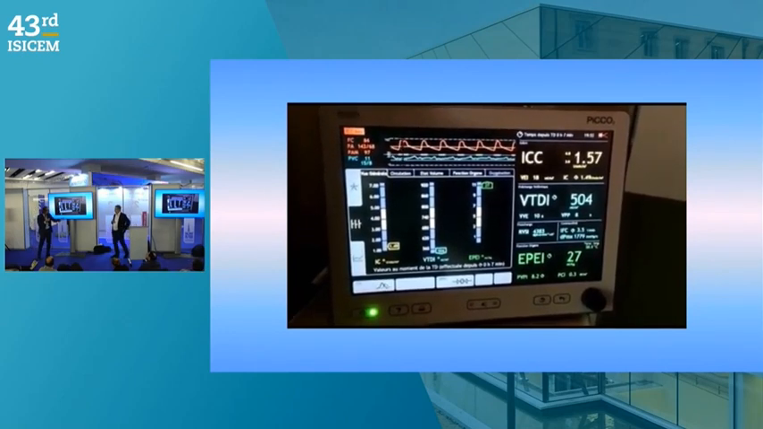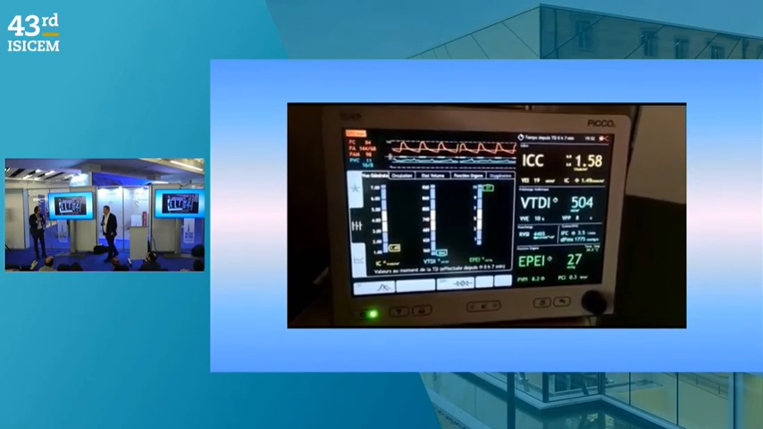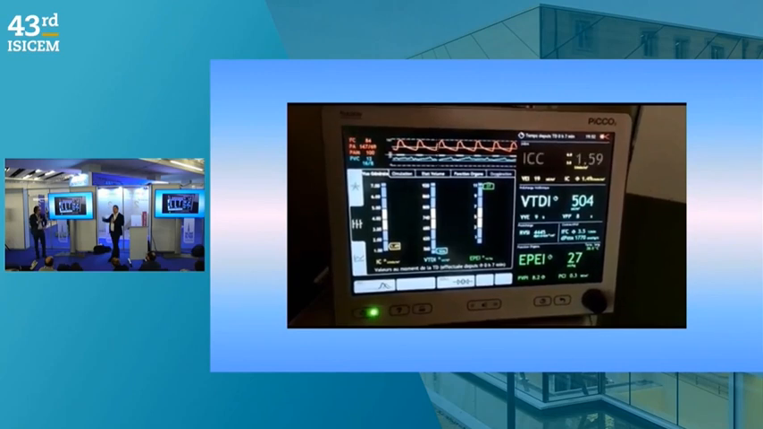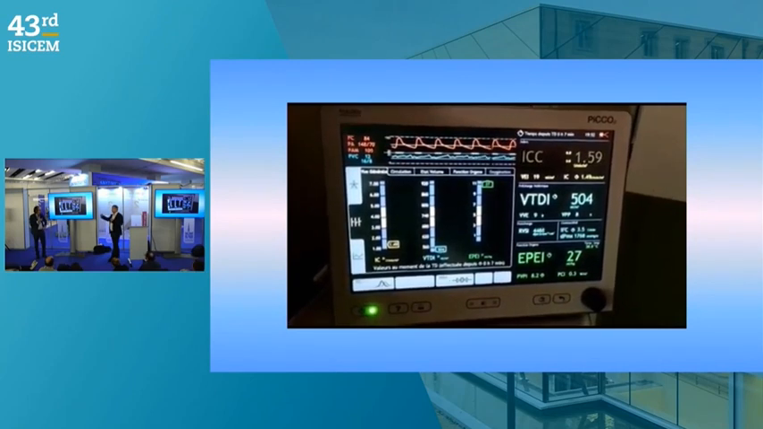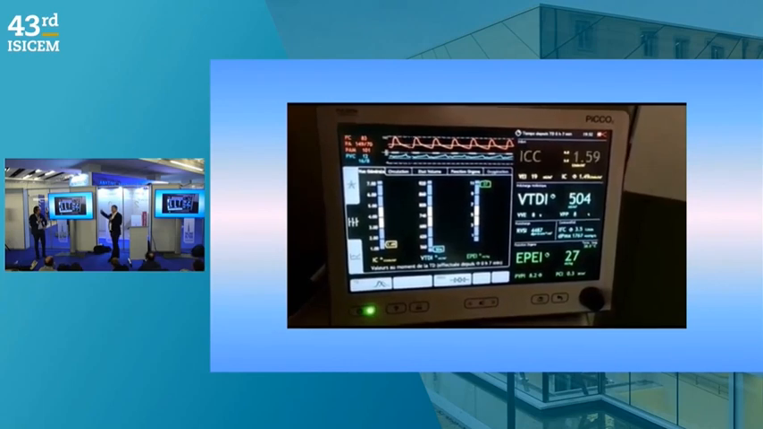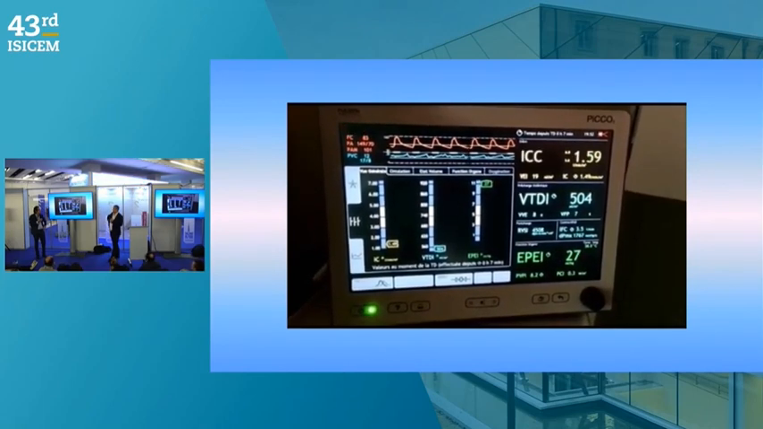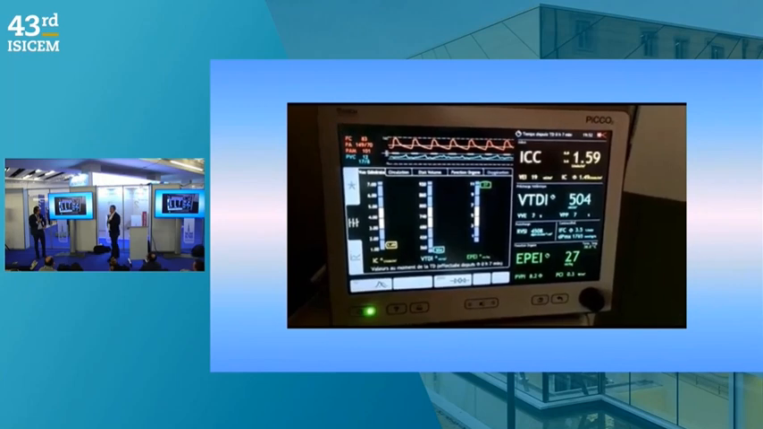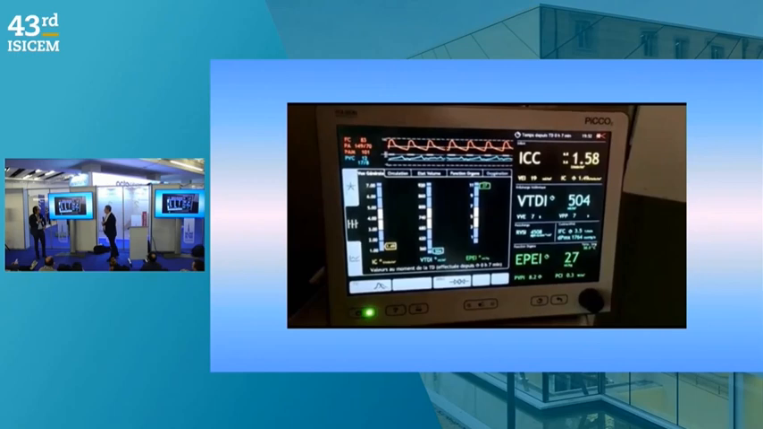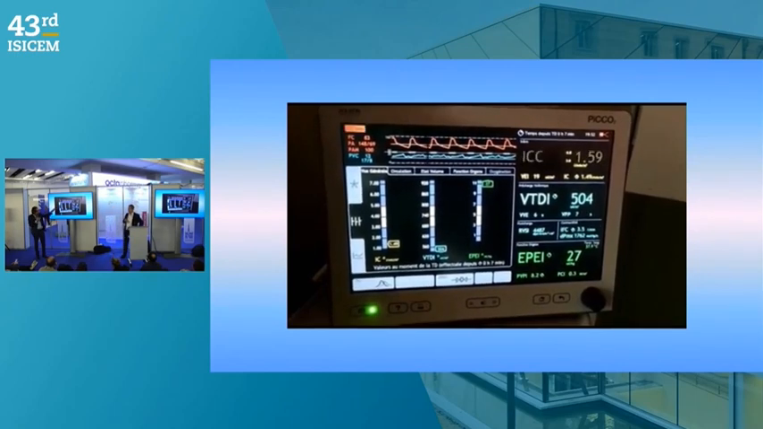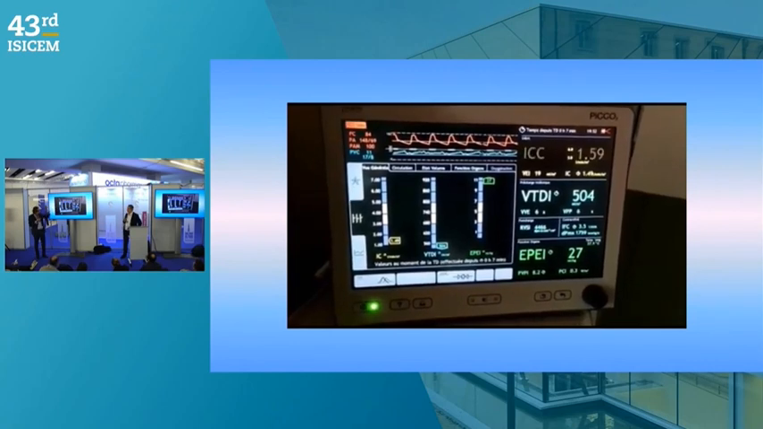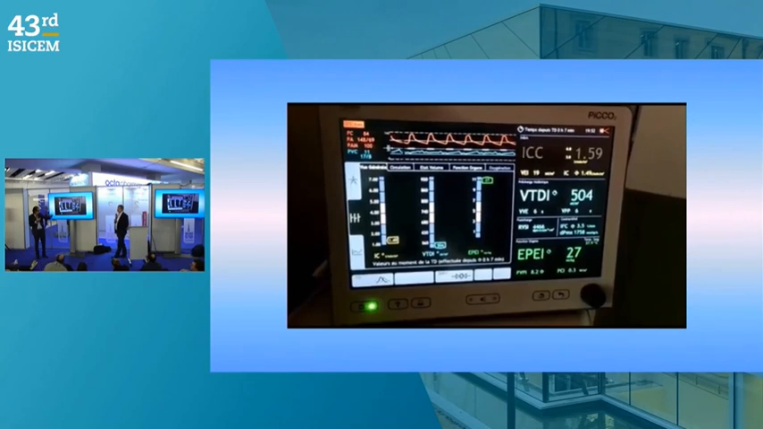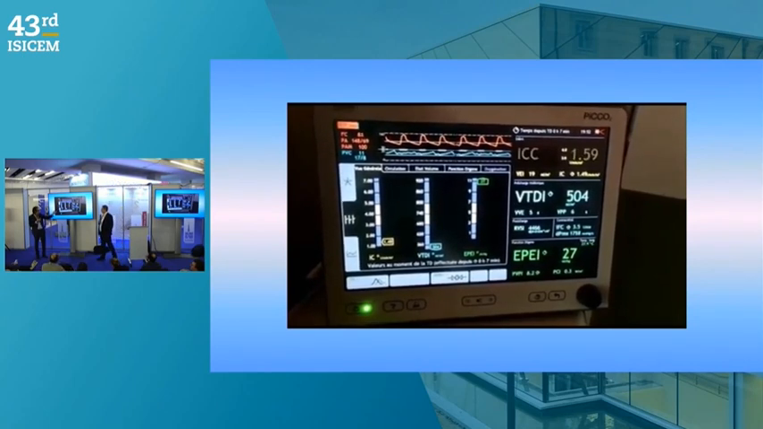56, etc. And one important factor is that the pressure transducer is, of course, fixed with the bed. So it needs to move to remain at the same position, reflecting the right atrium. Otherwise, you will have errors in your measurements, of course. So the maximal was 1.59. I think the patient probably was fluid responsive. I did not calculate, but probably it is more than 10%.